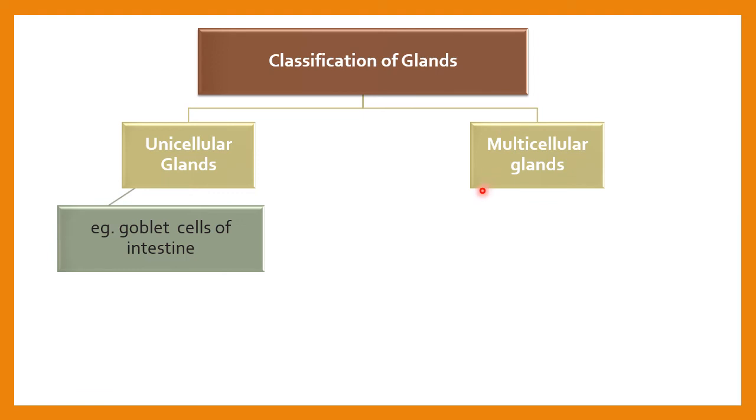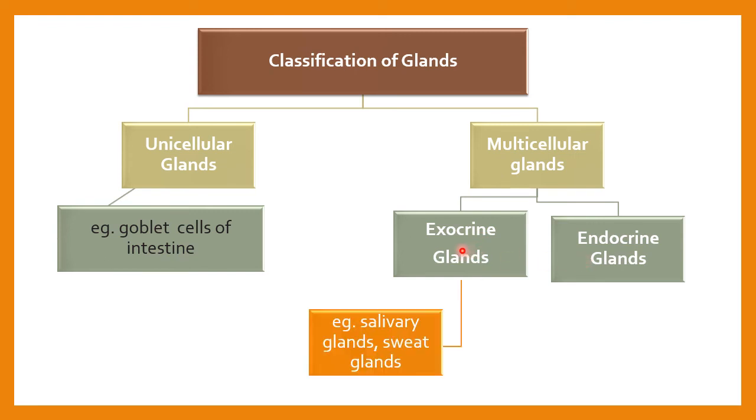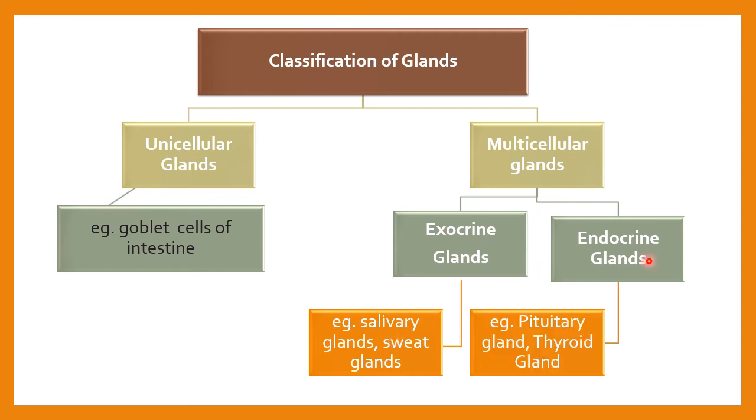If you look at the multicellular glands, they are divided into two types. These glands are made up of many cells. And how are they going to secrete their secretion? Depending upon that, these glands are divided into two types, exocrine glands and endocrine glands. Exocrine glands, for example, are salivary glands and sweat glands, whereas endocrine glands, their examples are the pituitary gland, thyroid gland, etc. The main difference between the two is that exocrine glands are with ducts, whereas endocrine glands are without ducts.